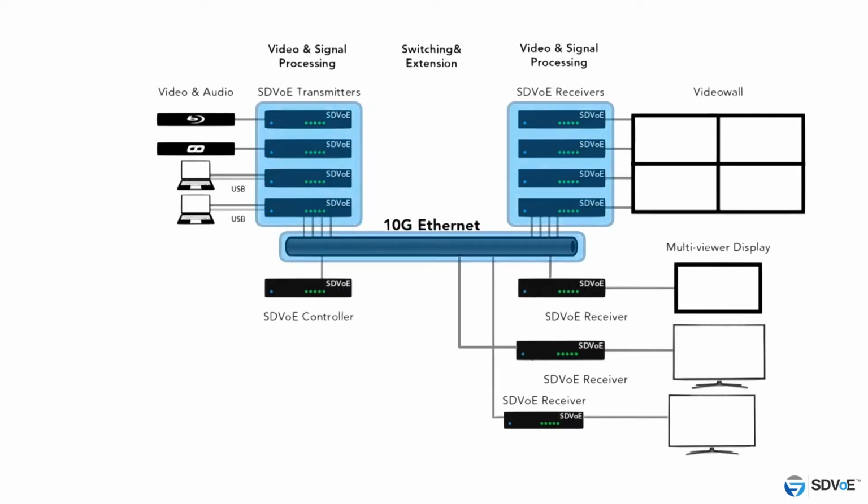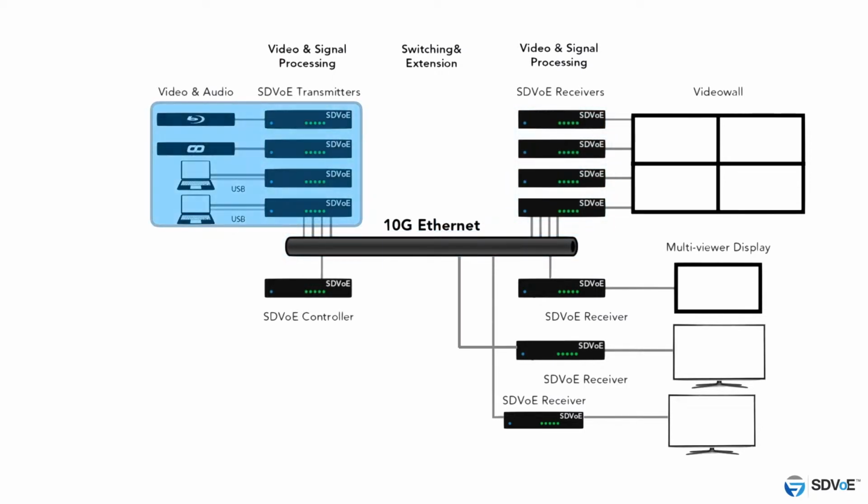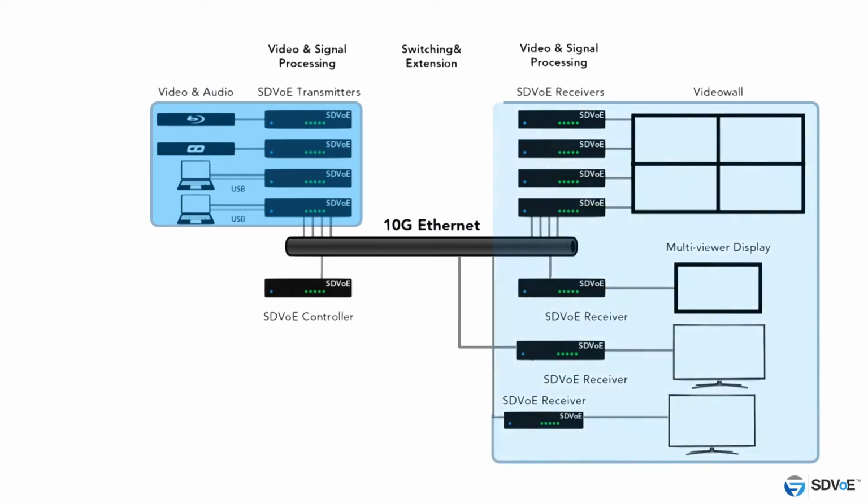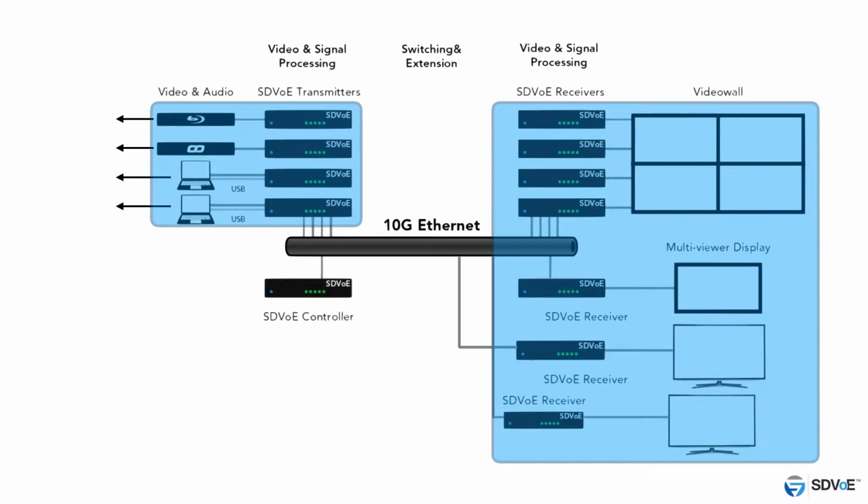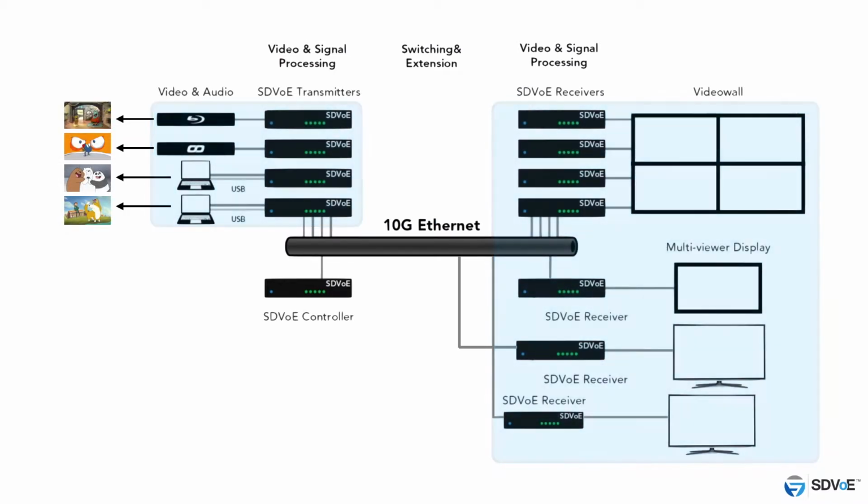We can see the transmitters and receivers are all connected to a 10 gigabit Ethernet switch, along with the SDVoE controller. The transmitters are connected to the sources, the receivers are connected to the displays, and the transmitters are constantly receiving video and audio from the sources. And now, multicasting steps in. Inside the Ethernet switch is a Layer 3 protocol called IGMP, or Internet Group Management Protocol. And it's this set of rules which is used for multicasting.